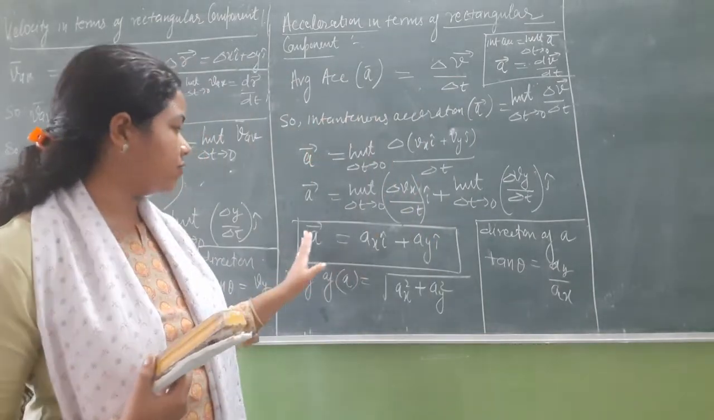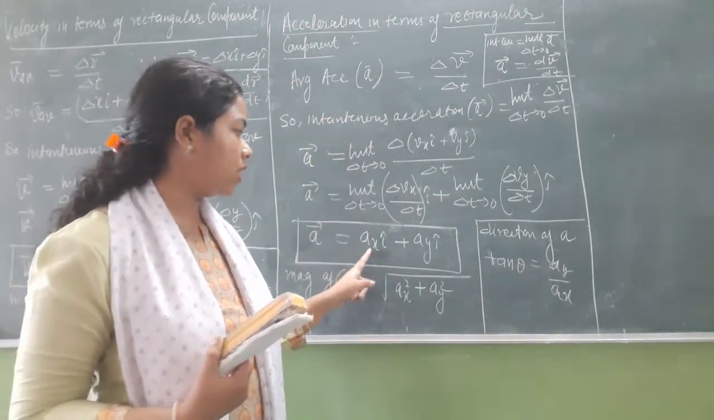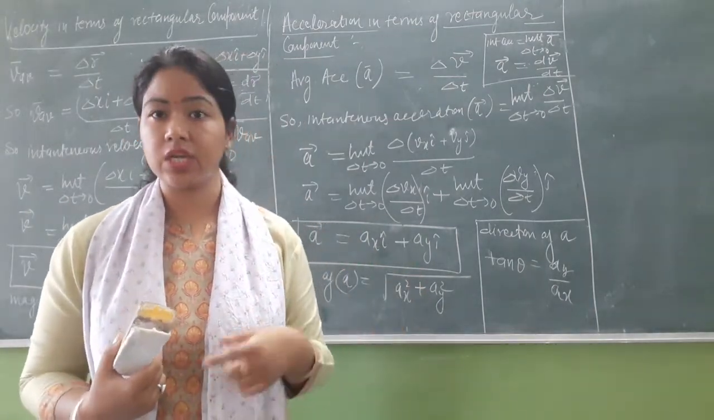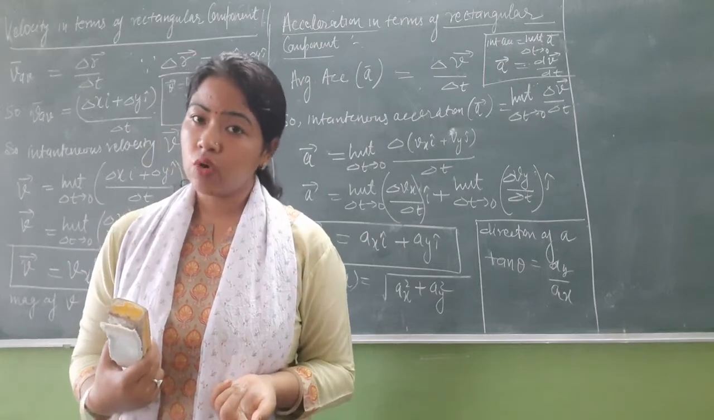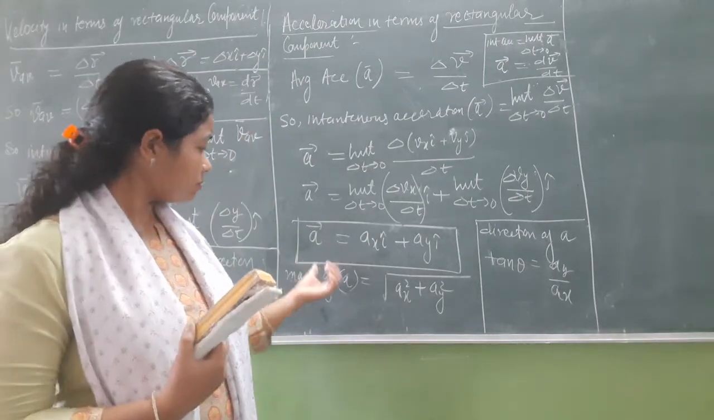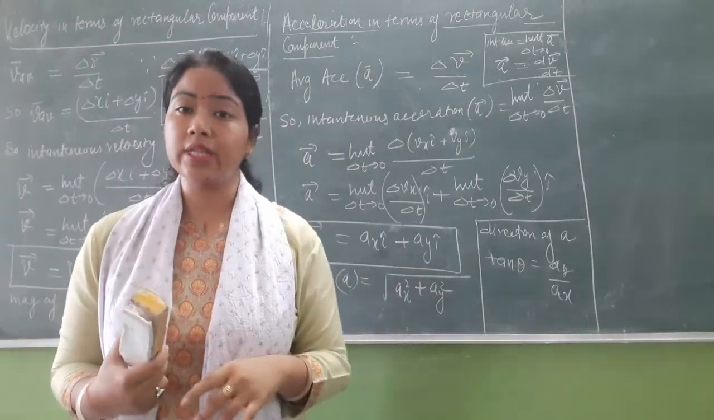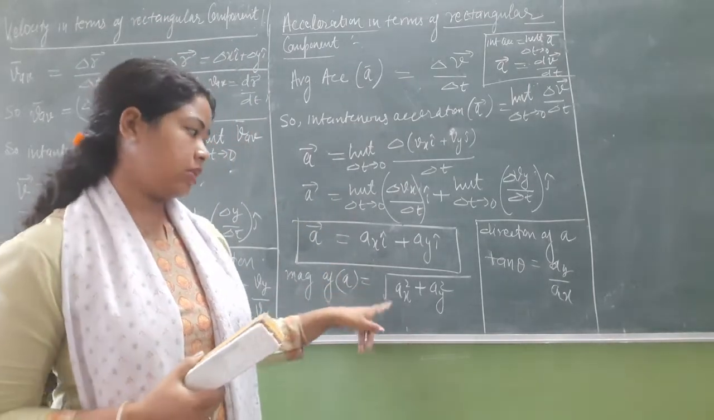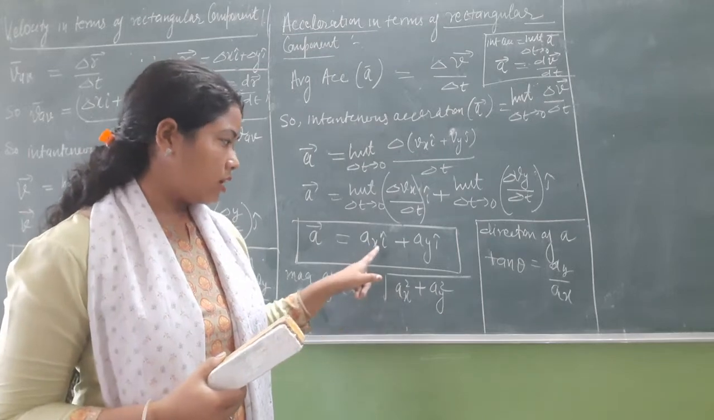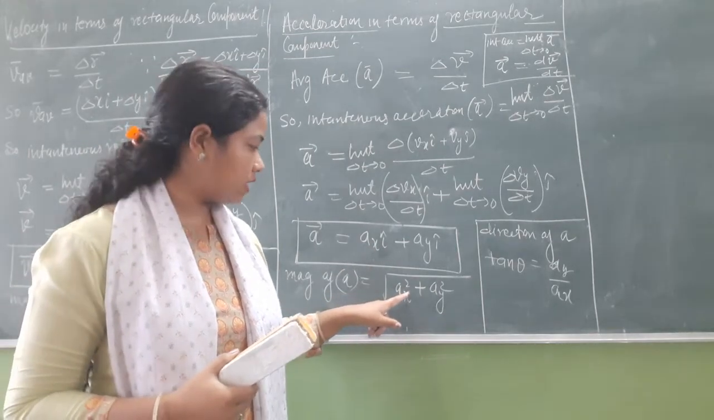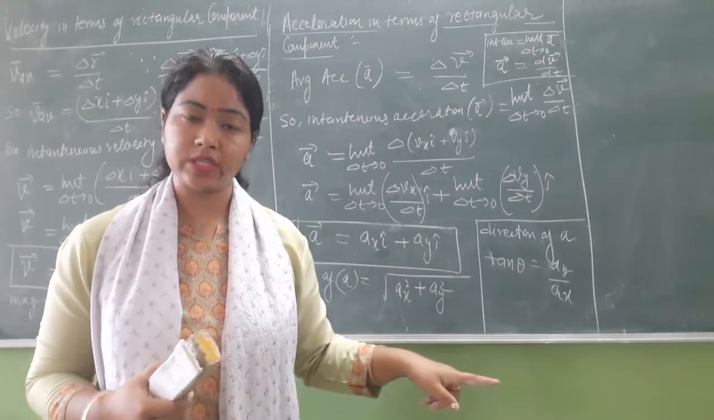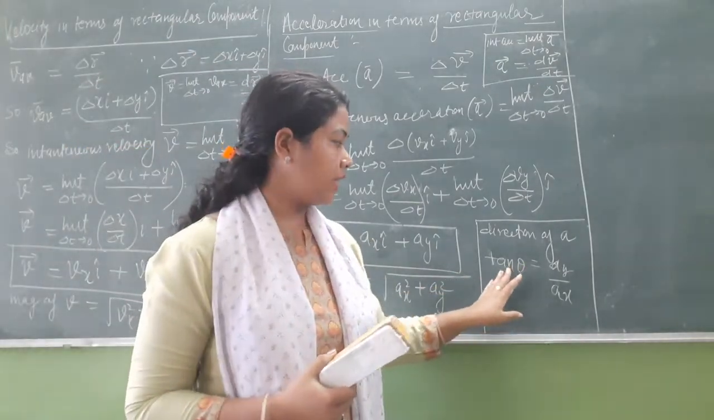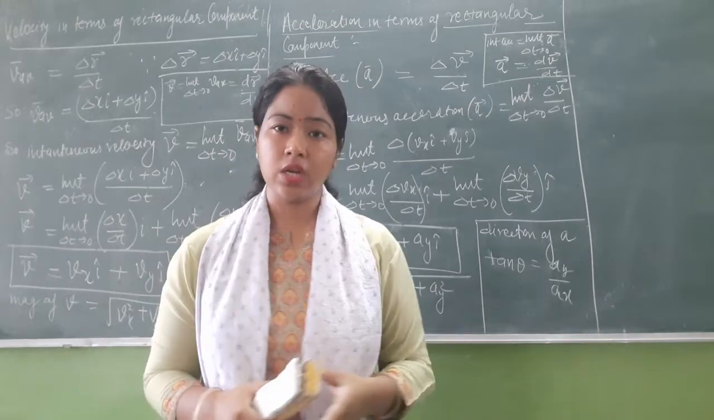Now we are having the same value, like vector A will be equal to axi plus ayj. This is the value of the instantaneous acceleration in terms of its rectangular components. Right, students? Now, if you want to calculate the magnitude of acceleration, how will you calculate it? Similarly, it is the square root of the square of the x component of acceleration plus the square of the y component of acceleration. And similarly, we can calculate the direction: tan theta will be equal to ay upon ax.